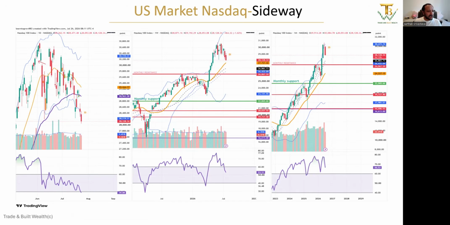If I see the daily chart over here for Nasdaq, it's getting a little bit weaker. It's also at the support zone here. Let's see if it breaks 40.